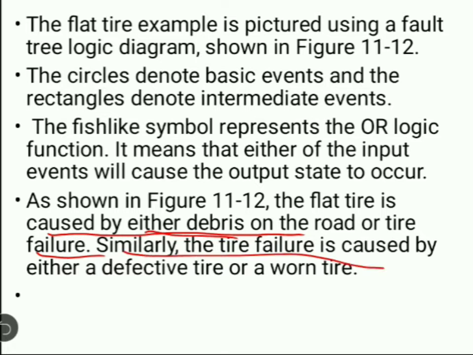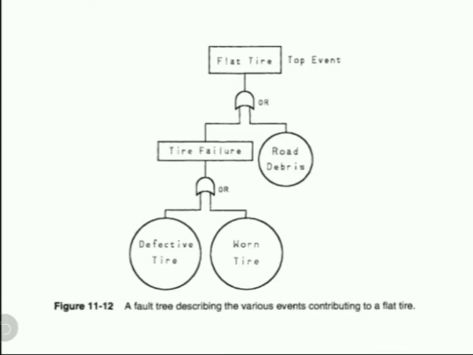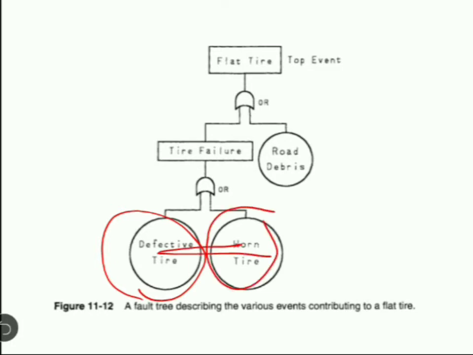Similarly, for tire failure there are two reasons: a defective tire or a worn tire. Again, they can be combined. Either it may be one or it may be the other, so they are combined with the OR logic function. This is how the simple example is given for drawing the fault tree.